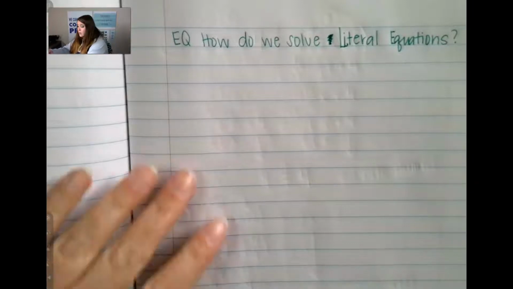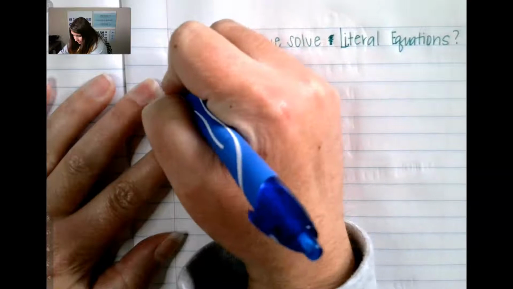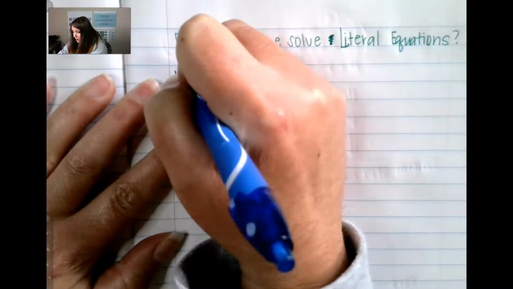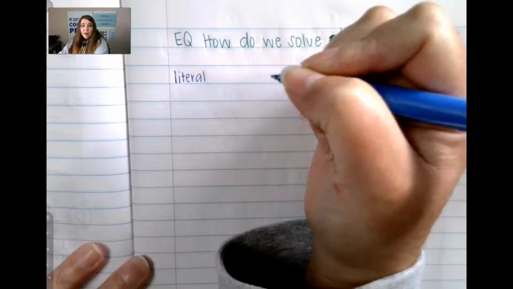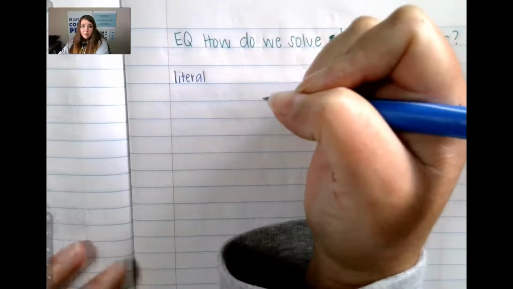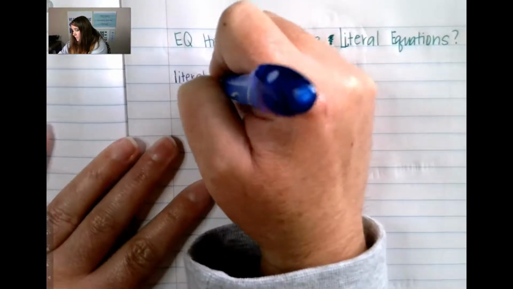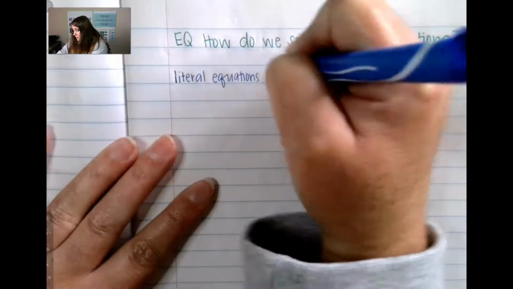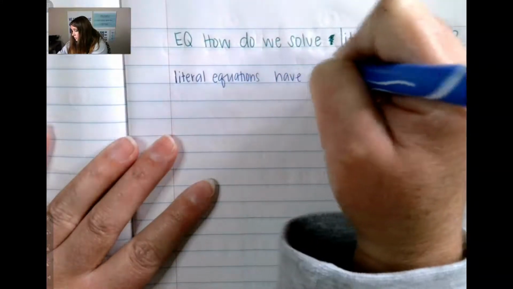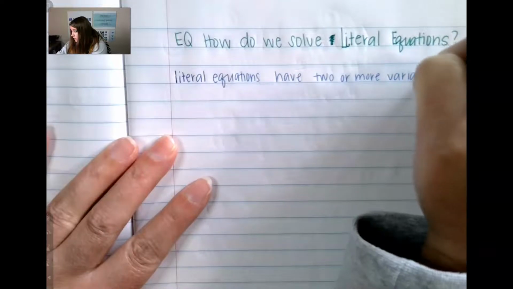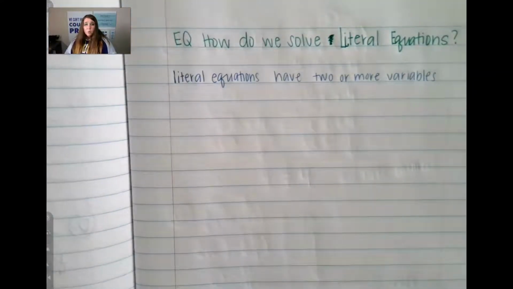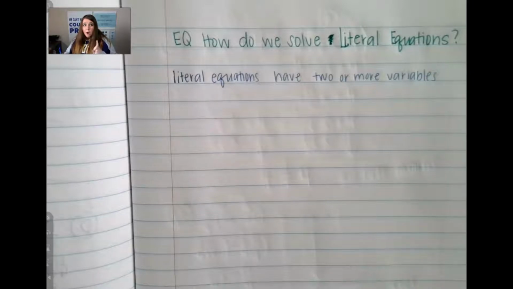literal equations. So literal equations are equations that have multiple variables. So they either have two or more variables within the equation. So literal equations have two or more variables. And our job is to rewrite the equation or solve for just one variable.